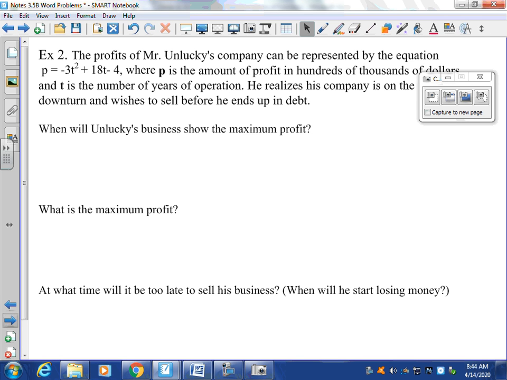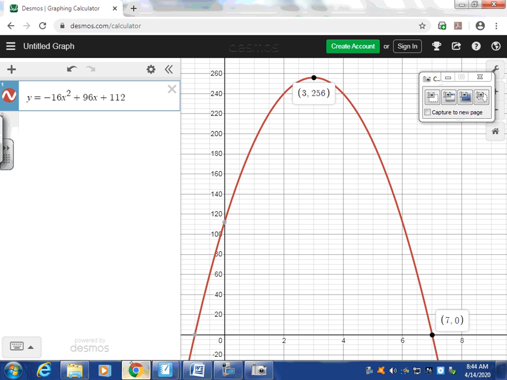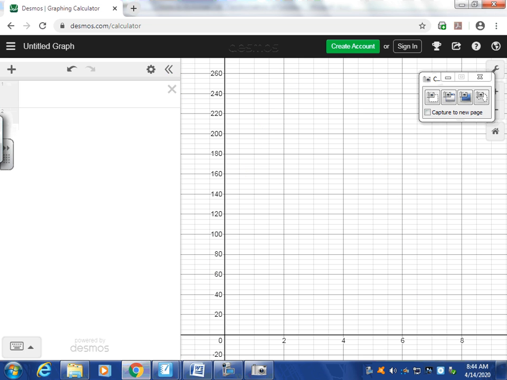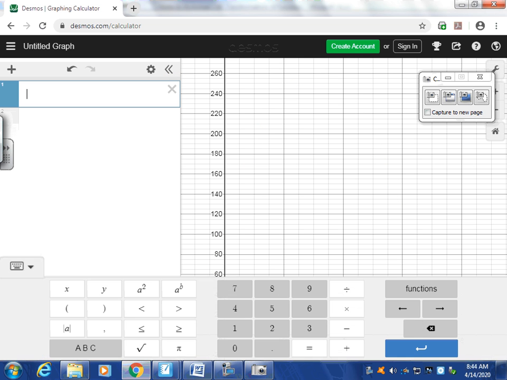When will Mr. Lucky's business show the maximum profit? What is the maximum profit? And at what time will it be too late to sell his business because he'll start to lose money? So we need to type this equation into Desmos. Again, you don't type P's and T's, you type the actual y and x for those.